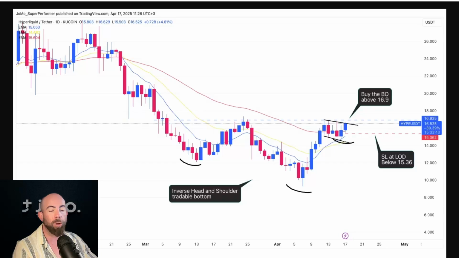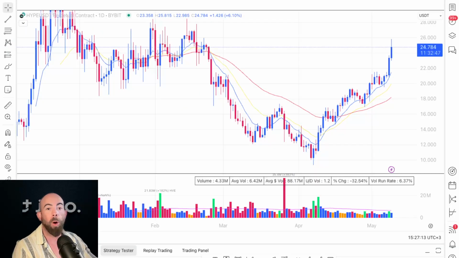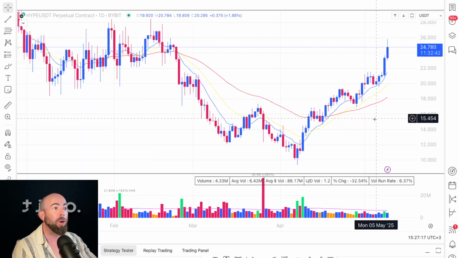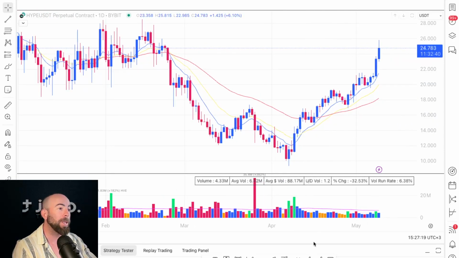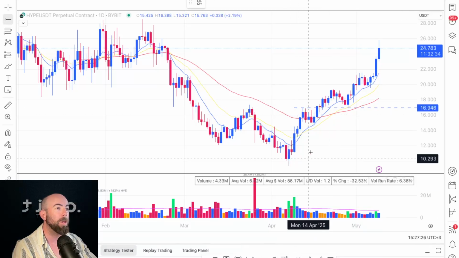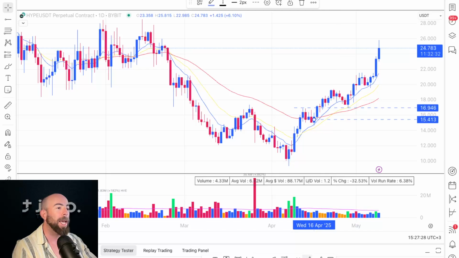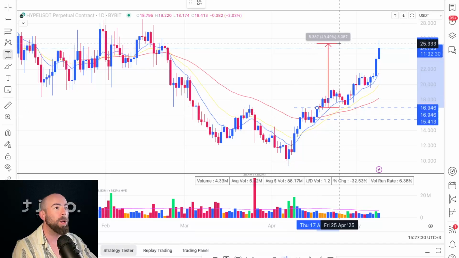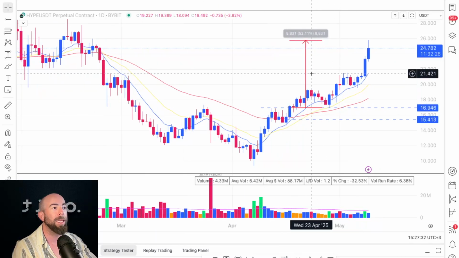I want to make sure that you see my proof. You need to always search for proof from people trying to help you online, because many of them are not trying to help you. So this is the chart currently of HYPE. As you can see, our entry was at 16.9, the breakout of this pivot over here, and we had a stop loss below the low of the day. You can see it wasn't triggered, and ever since the first entry we already had roughly 52% max gain.